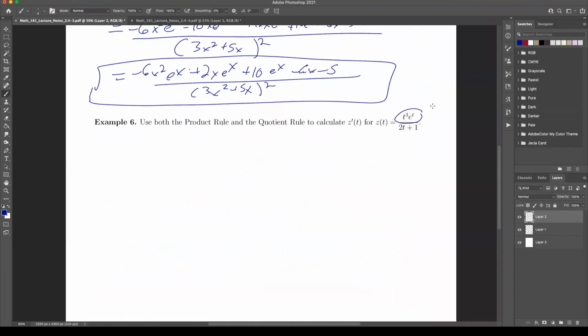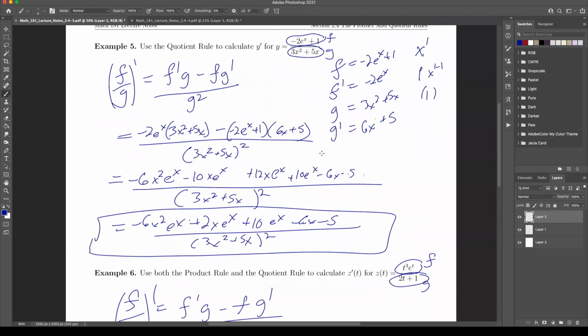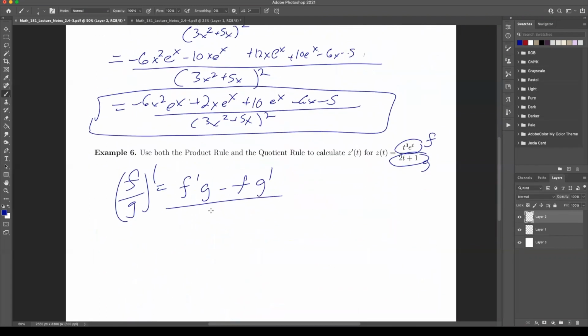So here, this is going to be my f, and this is going to be my g. And so here, f over g prime, once again, is equal to f prime g minus f g prime, all over g squared. Well, here, f is equal to t cubed e to the t. So for f prime, we're going to have to use the product rule.